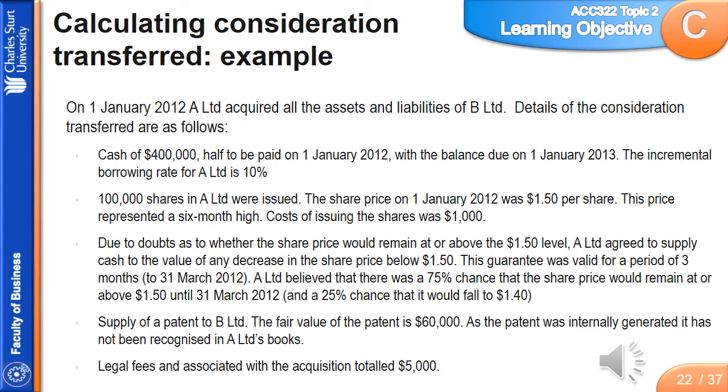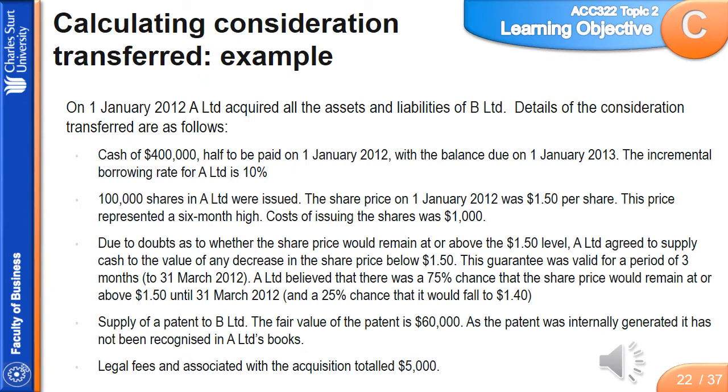And then the next point says there was a supply of a patent to B, and the fair value of the patent is $60,000. Because it was internally generated, it didn't meet the recognition criteria. It couldn't be recognized. You can't recognize internally generated assets, which you learnt about in ACC322. However, as part of the combination it can be. So A is giving B a patent for $60,000. Just clearing that up. That's what's happening in that second last point there.